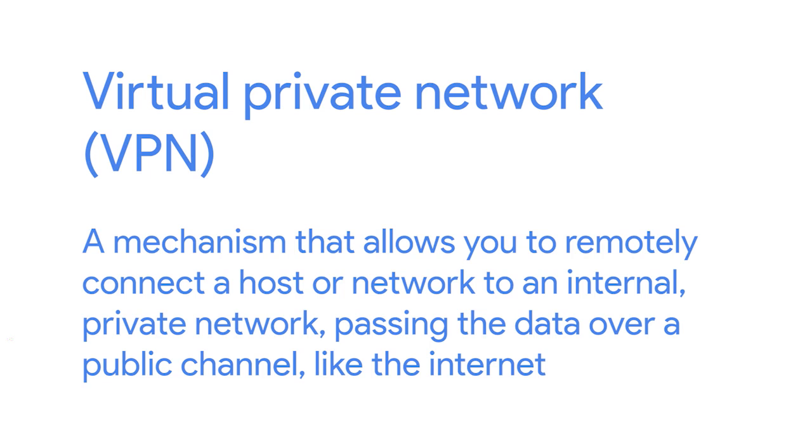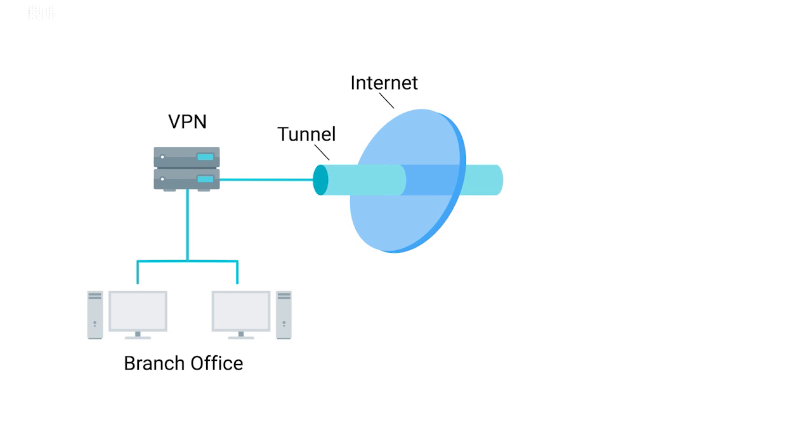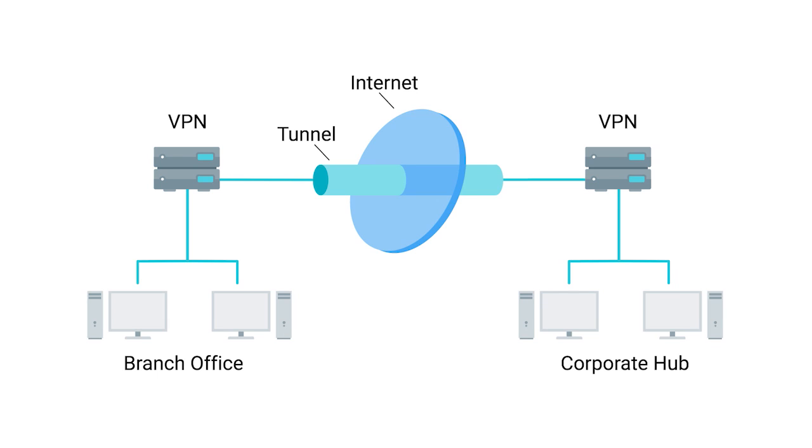A VPN is a mechanism that allows you to remotely connect a host or network to an internal private network, passing the data over a public channel, like the internet. You can think of this as a sort of encrypted tunnel where all of our remote systems' network traffic would flow, transparently channeling our packets via the tunnel through the remote private network. A VPN can also be point-to-point, where two gateways are connected via a VPN, essentially bridging two private networks through an encrypted tunnel. There are a bunch of VPN solutions using different approaches and protocols with differing benefits and trade-offs. Let's go over some of the more popular ones.